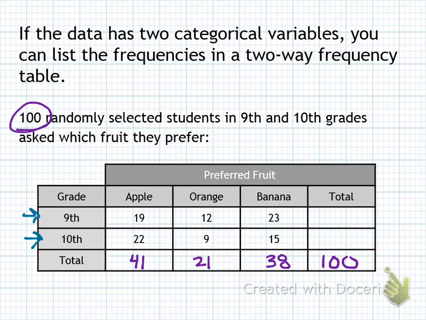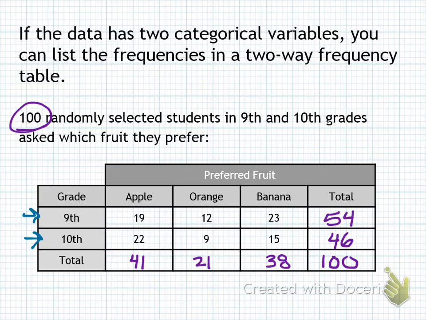Okay, and then in these blank boxes over here, I would just add across. So the total number of 9th graders surveyed would be 54. And the total number of 10th graders surveyed would be 46. To find this 46, you could also take 100 minus 54, right? Because you know that 54 plus 46 has to equal 100, or plus whatever goes in the blank has to equal 100. So you could just subtract to solve for that box.